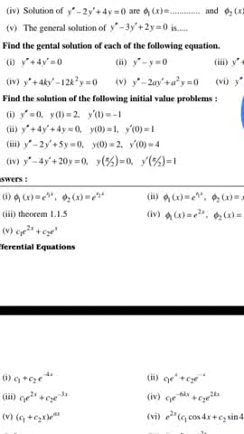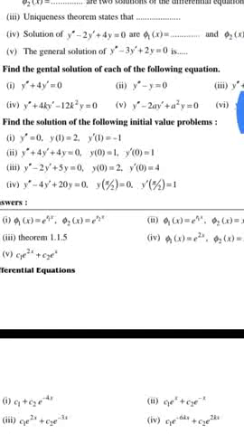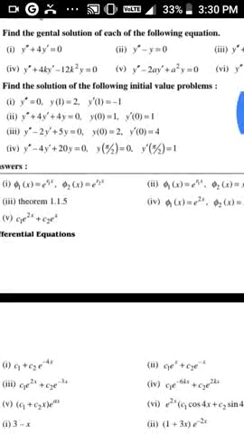Therefore, r is equal to minus 6k and r is equal to plus 2k. Therefore, phi 1 of x is equal to e raised to minus 6kx and phi 2 of x is equal to e raised to 2kx. Therefore, the required general solution is phi of x is equal to c1 e raised to minus 6kx plus c2 e raised to 2kx.